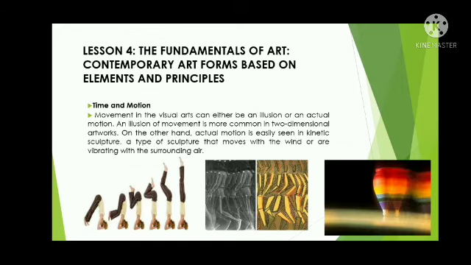Next, we have time and motion. Movement in the visual arts can either be an illusion or an actual motion. An illusion of movement is more common to two-dimensional artworks. On the other hand, actual motion is easily seen in kinetic sculpture, a type of sculpture that moves with the wind or vibrates with the surrounding air.